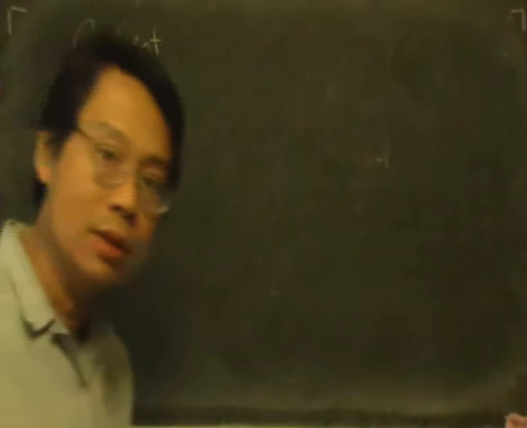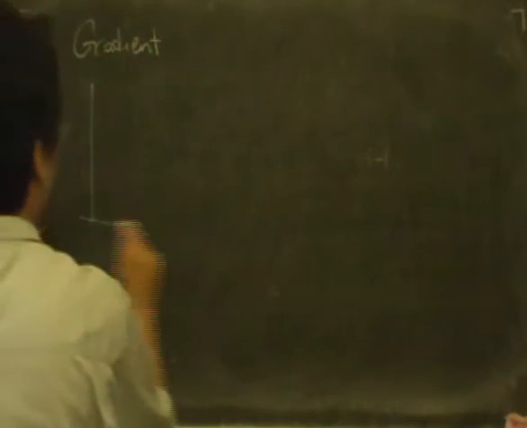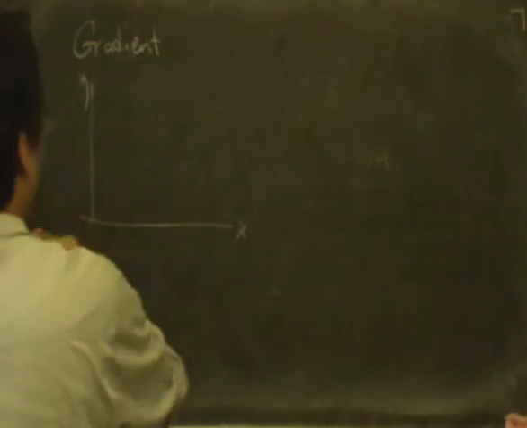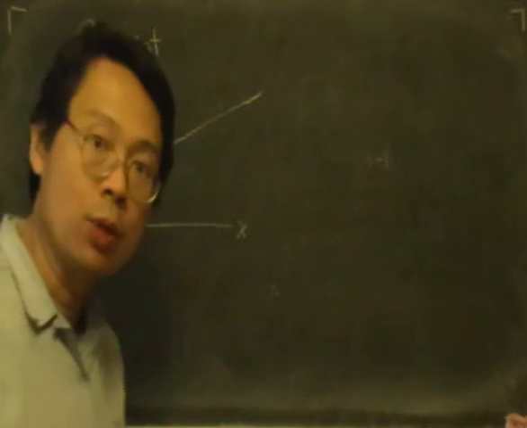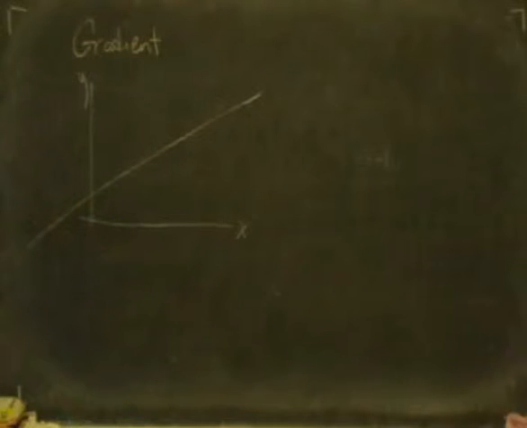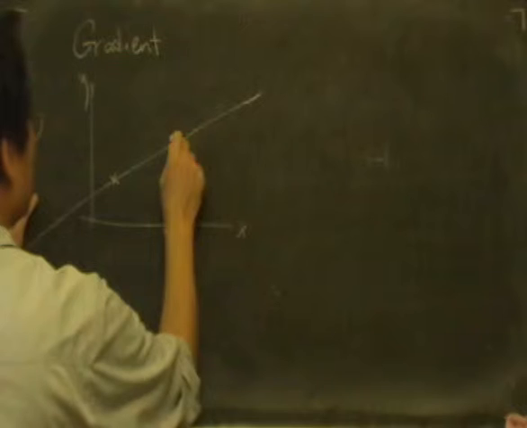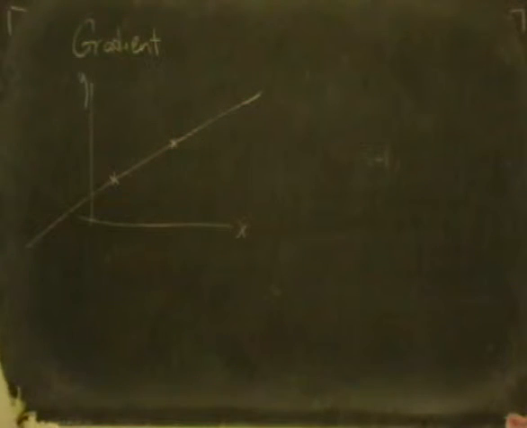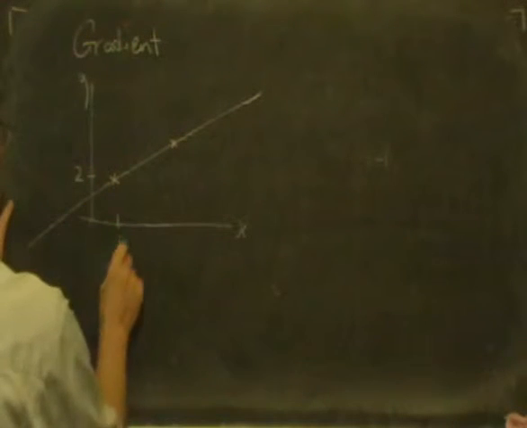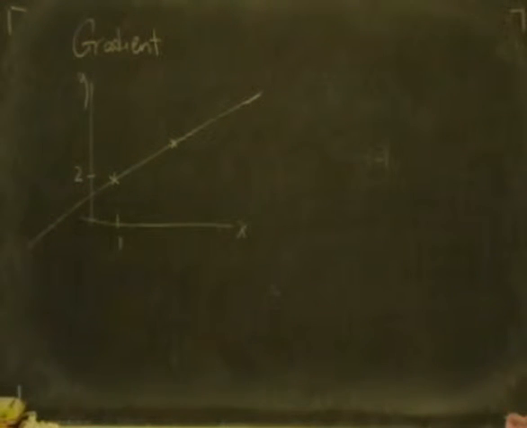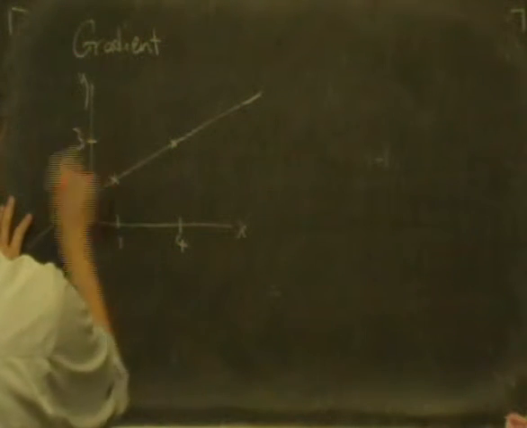Next, we look at the idea of a gradient. So suppose we have a straight line. Now let's think about 2 points on the straight line. Let's say that point is at 1, 2. That point has coordinates 4, 3.